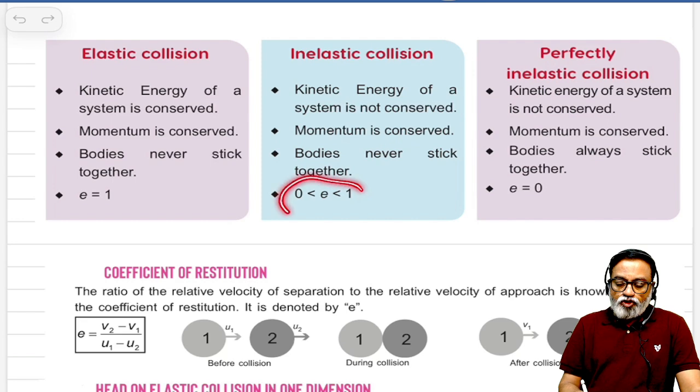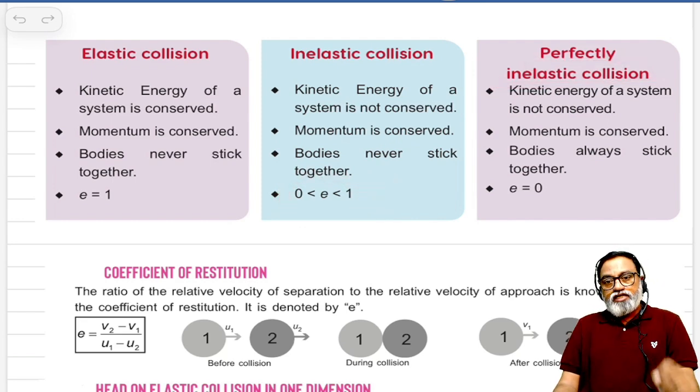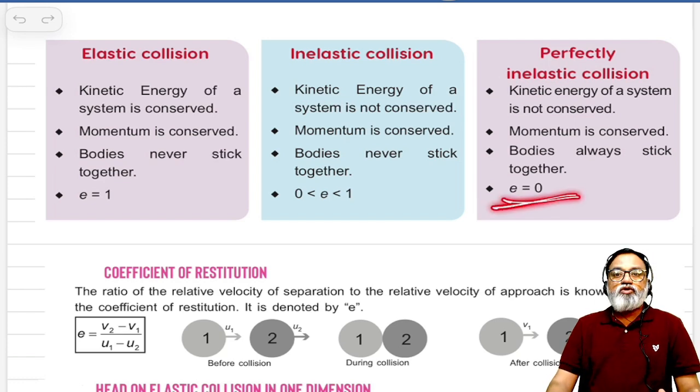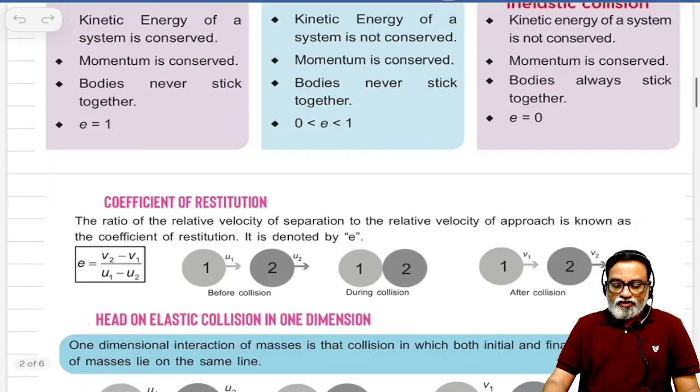Here, the coefficient of restitution is in between 0 and 1. In perfectly inelastic collision, here also momentum is conserved, but kinetic energy is not conserved. After collision, both the bodies stick together and move with a common velocity. Here e is equal to 0 for perfectly inelastic collision.